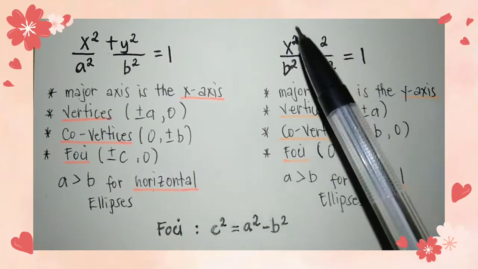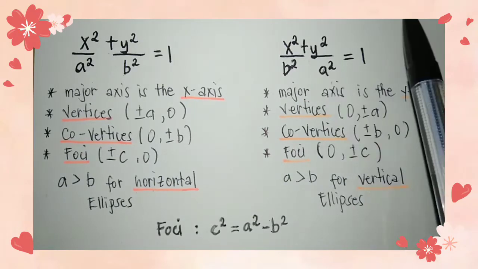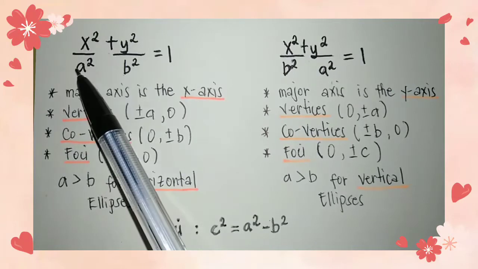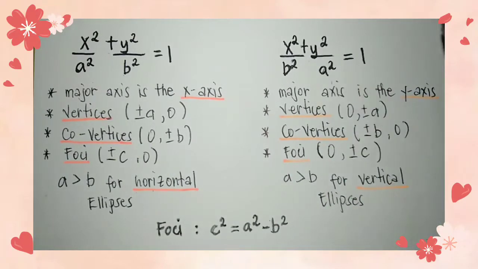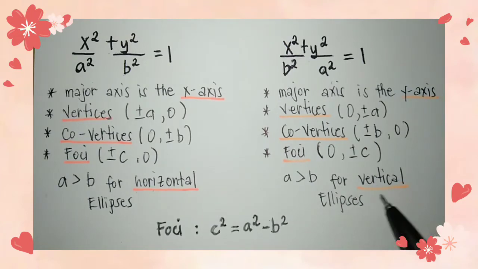In the second equation, A is again always the highest value. So we have A squared, and this time it is under Y. Earlier, A squared was under X, now it is under Y. Meaning to say, our major axis is the y-axis, or it is vertical.